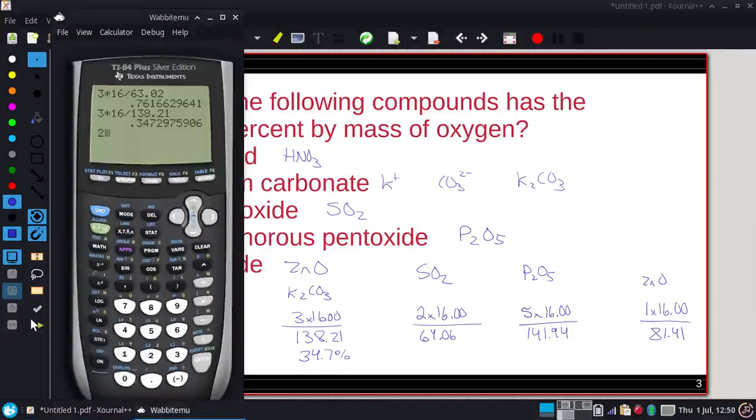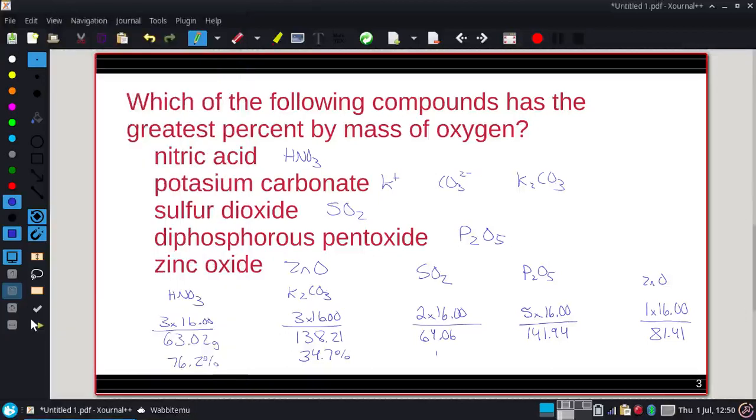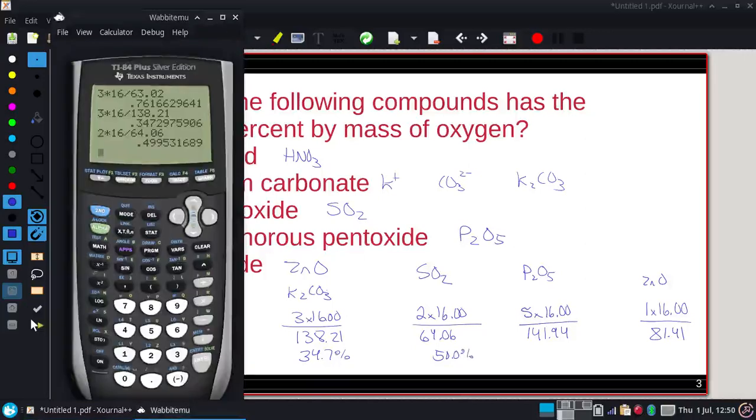And 2 times 16 divided by 64.06, 50.0%. Then 5 times 16, and then divide by 141.94. I get 56.4.